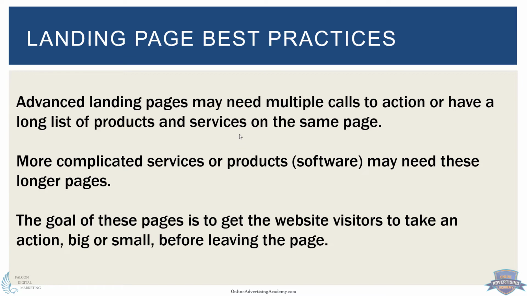But there are examples, and you might be in this industry or this type of product. It's too hard to have 3 bullet points in a form. You need a lot more info. Or this is really with more complicated services or products, often software, if it's very complicated, they may need longer pages. And that's okay if you're in that industry. If you can't do a picture, 3 bullet points, in a form, that's not enough to close. You definitely need to do a longer page, oftentimes with multiple calls to action. So the goal of these pages is to get the website visitors to take any action, big or small, before leaving the page. It's like, okay, you're not ready to buy, we'll schedule a free demo with one of our sales team.